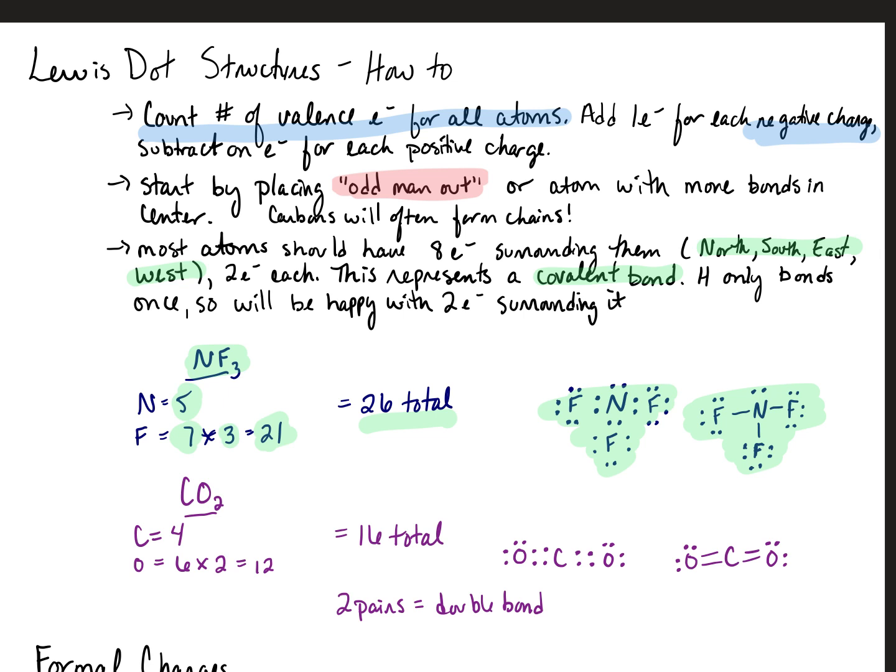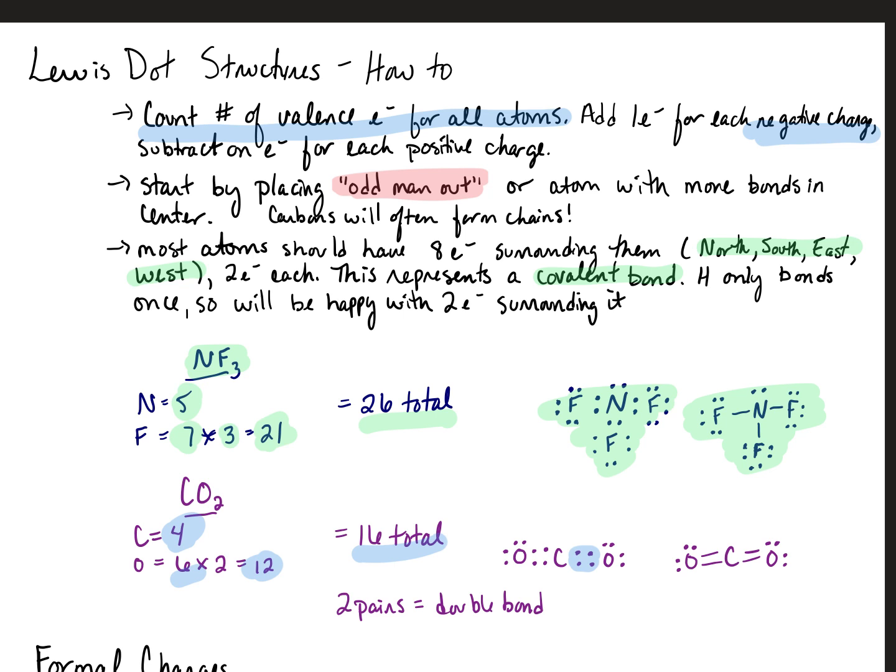In another example, we can look at CO2. Carbon would have 4 valence electrons. Oxygen has 6 valence electrons, and there's 2 of them. So we would add 4 plus 12 to get to 16 total valence electrons. You put the carbon in the center. Remember, when you have electrons that are between 2 atoms, they count for both of them.